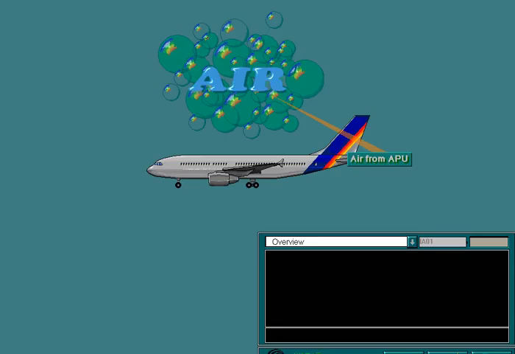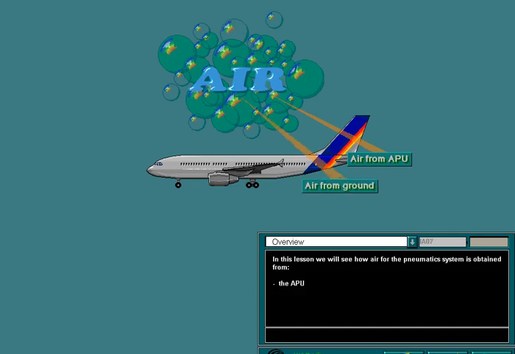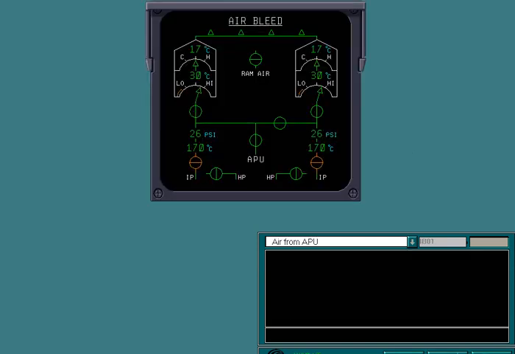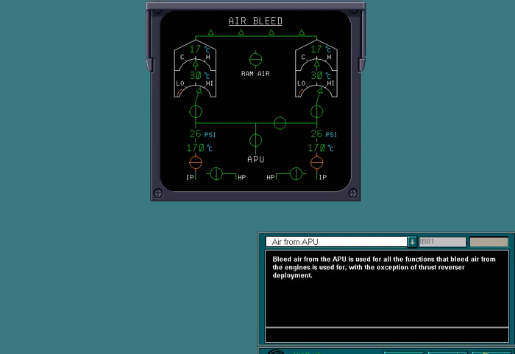In this lesson we'll see how air for the pneumatic system is obtained from the APU, a ground or external pneumatic supply, and the engines. Bleed air from the APU is used for all the functions that bleed air from the engines is used for, with the exception of thrust reverser deployment.